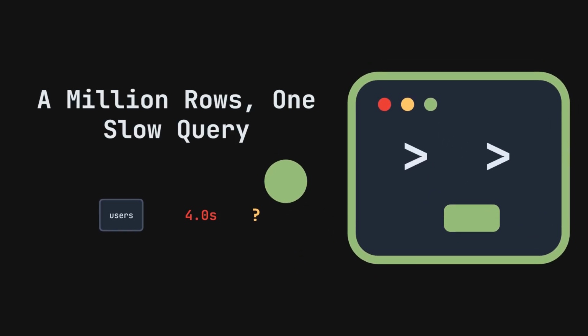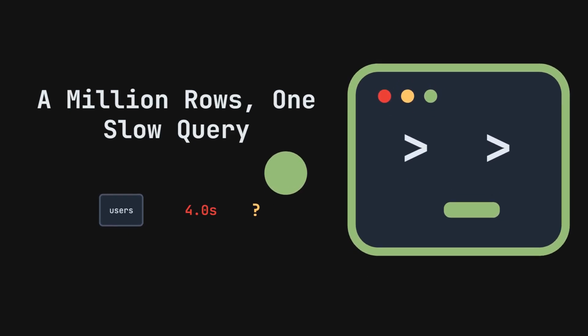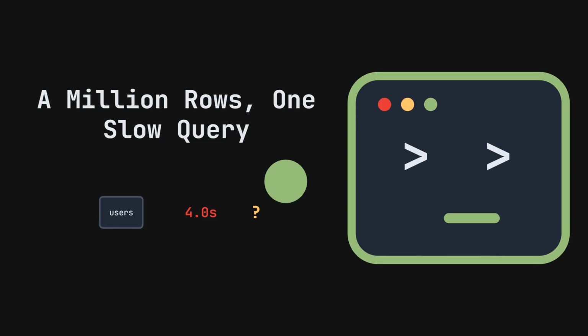Your users table has 1,000,000 rows. One query, filtering by email, takes 4 seconds. Why so slow?